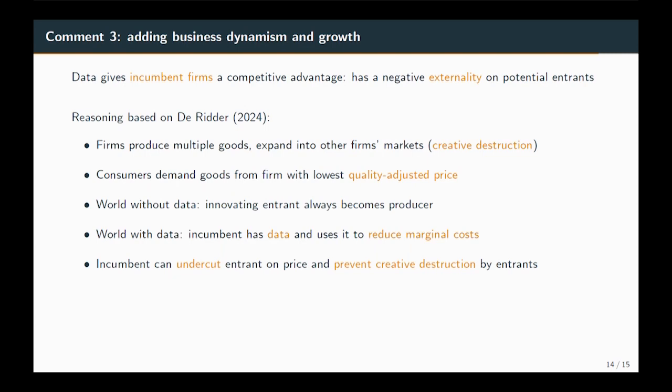Because if I then innovate and develop a better quality version of a good, I am going to be able to take over market leadership. Data changes that, right? So in a world where incumbents can use data to cut their costs, even if an entrant develops a more innovative, higher quality version of a product, an incumbent can undercut entrants on price, therefore keep them out of the market, prevent that process of creative destruction from driving long run growth, etc.